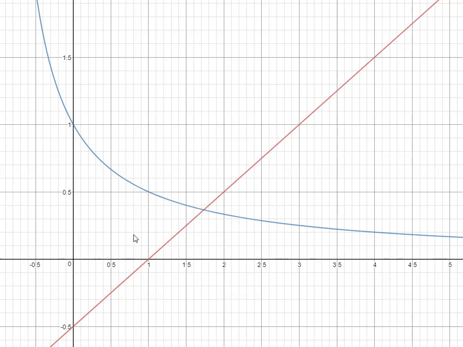Notice on the interval from 0, here's 0, to 4, here's 4, the functions cross each other. So we have to figure out what that point of intersection is. Our first integral will be the blue one minus the red one, from 0 to that number. And then the second integral will be from that number to 4, where the roles have reversed. Now the line is the bigger one, minus the other one. So the goal first is to figure out the point of intersection.